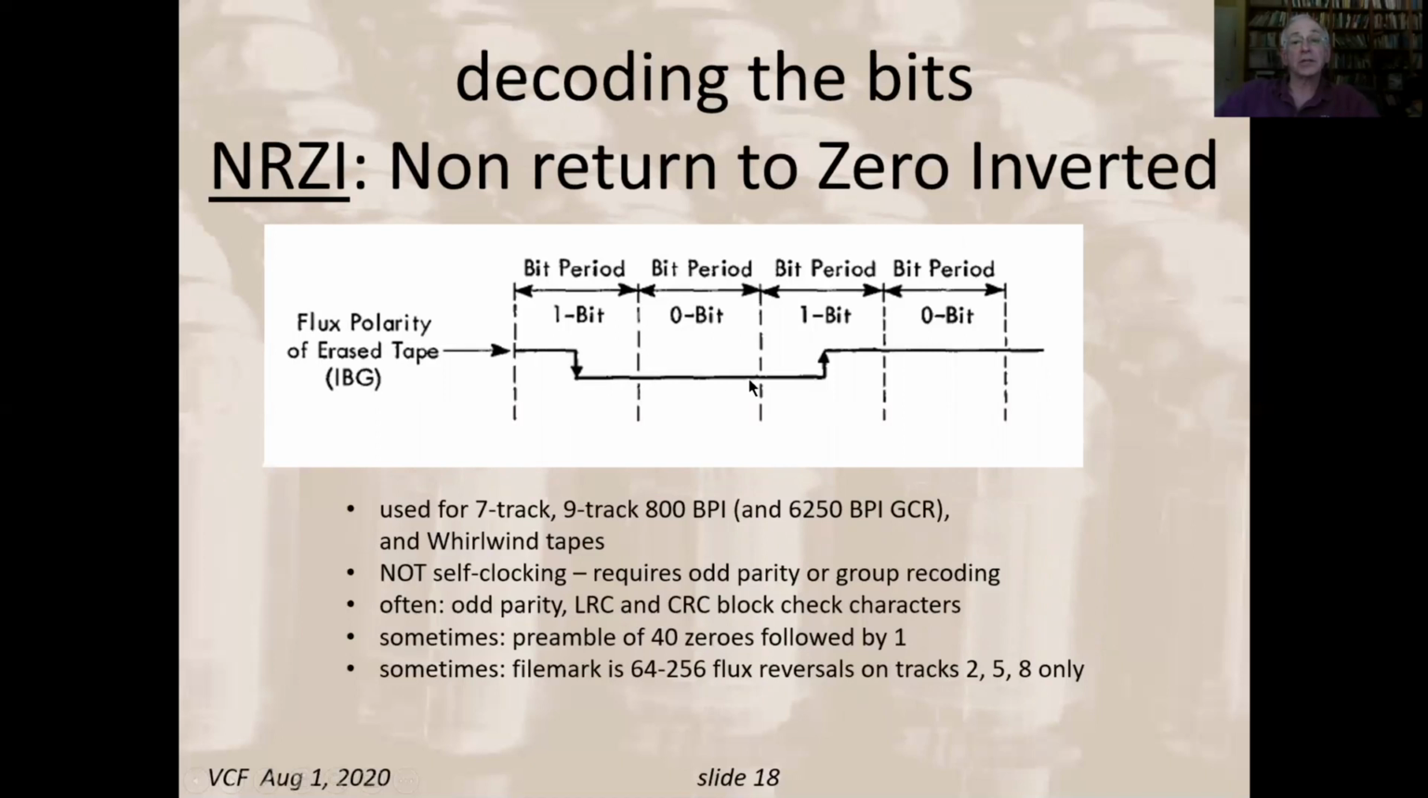Notice that if there's a continuous series of 0 bits, there are no transitions. So either you have to be perfectly aligned with the bit clock as it was originally written, which of course is impossible, or you have to somehow otherwise reconstruct the clock. The traditional way of doing that is requiring that the characters on the tape have odd parity, so that you're guaranteed that at least 1 bit has a single bit transition in the middle of the bit period, and you can use that to realign your bit clock.